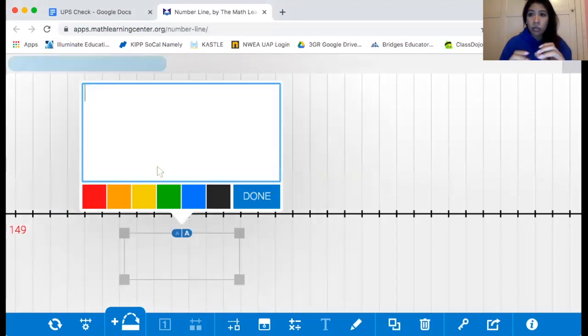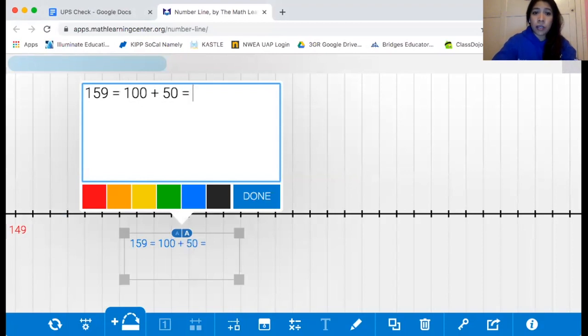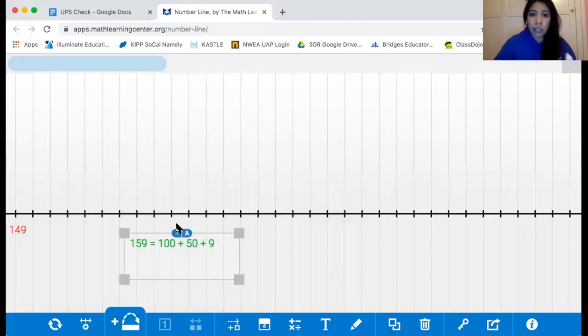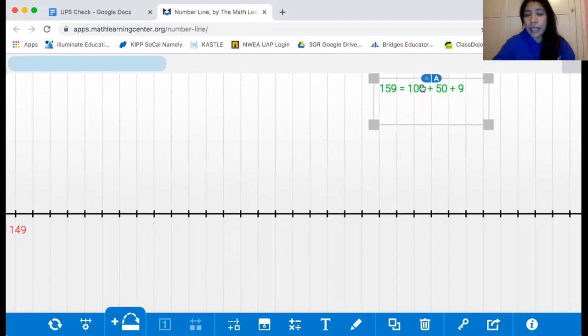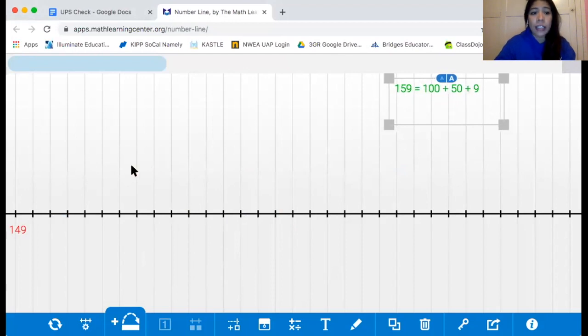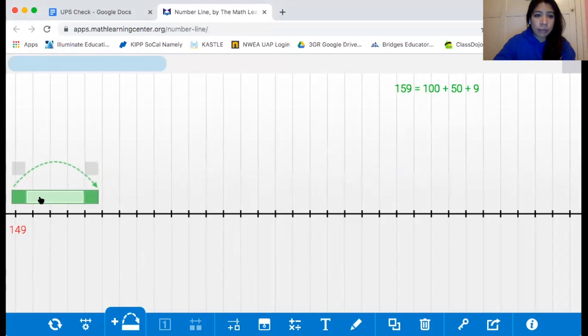And I need to expand my number 159 as 100 plus 50 plus 9. This is just going to help me so that I know exactly what numbers I'm going to be adding to 149. So 149 is my starting point.